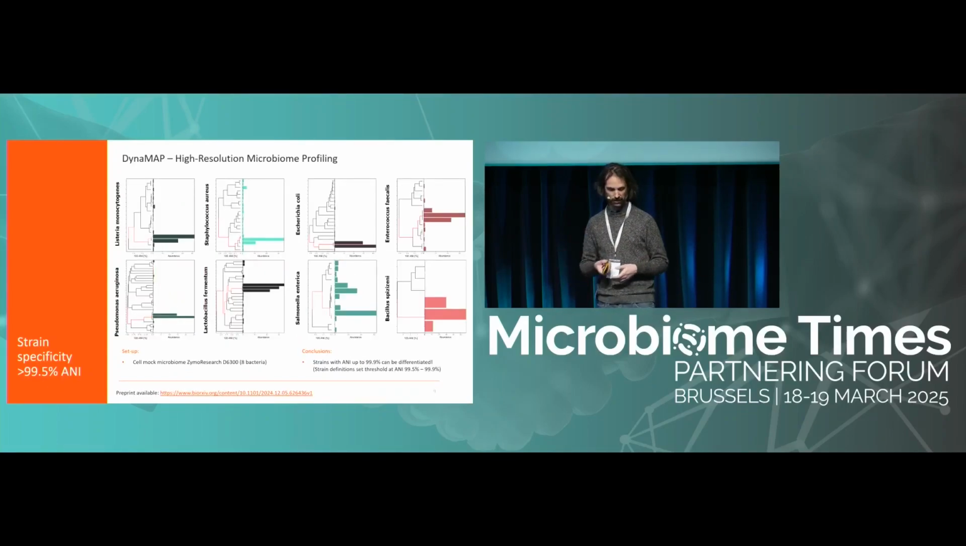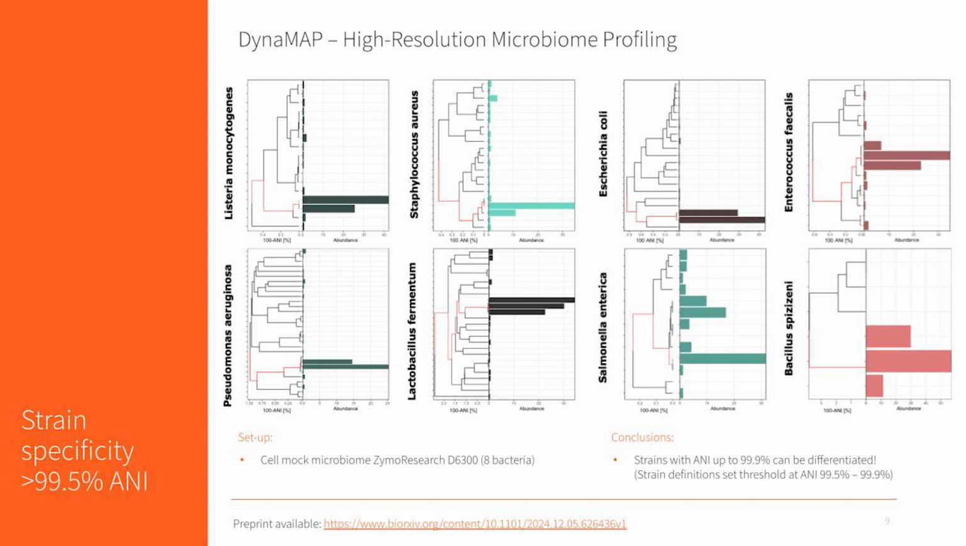And we tested this on many other species as well. And the same holds true every time. It's between 99.5 and 99.9% average nucleotide identity. We can nicely differentiate those strains, even though we don't have single nucleotide resolution. It's all thanks to, of course, the structural variation between these strains.